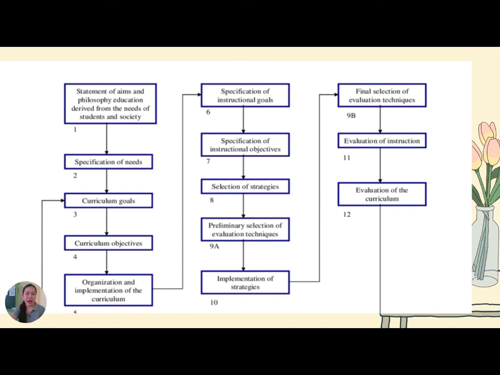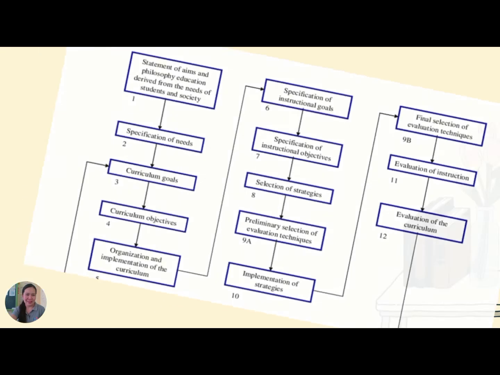So here is now the diagram of the Oliva model. It starts, of course, with the first step, which is on identifying the aims, the educational philosophy, derived from the needs of students and society. Going down to the last step, which is on the evaluation of the curriculum. This last step is actually, again, associated with step 3. That is to make sure that the curriculum has achieved its objectives and goals.